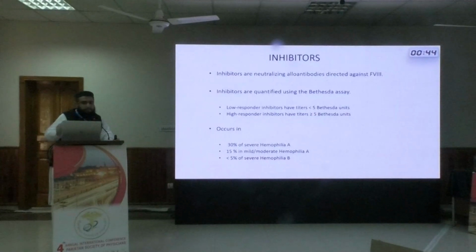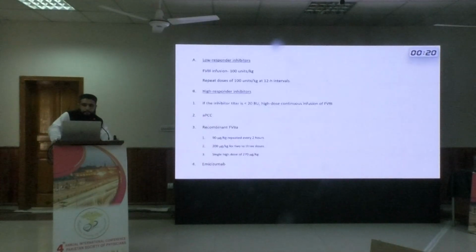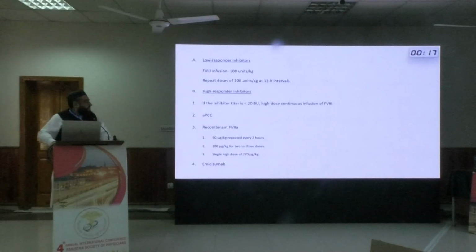Inhibitor formation mostly occurs in severe hemophilia, that is 30% of severe hemophilia A cases, while in 15% of mild to moderate hemophilia, and it is less than 5% in cases of hemophilia B. Low responders can be treated by high doses of factor 8, that is 100 unit per kg, and repeat doses of 100 unit per kg 12 hourly or per day.